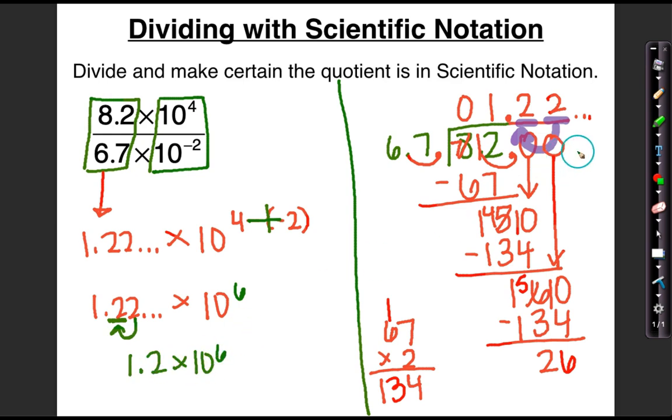Now, notice again that this wasn't an exact answer. We did have to round. So to indicate that it's an estimation, we're going to go ahead and use the approximation symbol, which looks like this. So I would say the answer is approximately 1.2 times 10 to the 6. Now, I can go ahead and safely say that this is my answer because it is in scientific notation. My coefficient is between 1 and 10. So that means we're good.